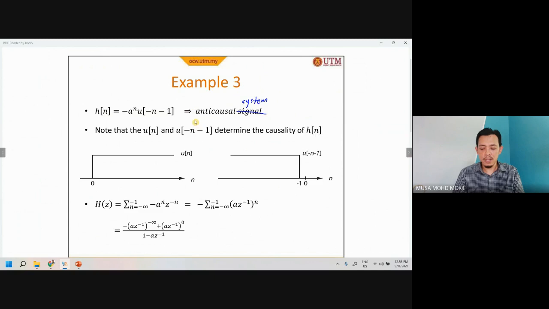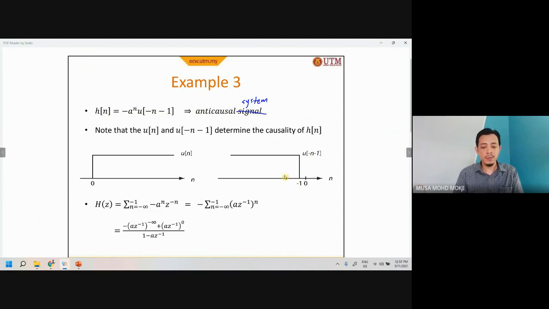So this is actually non-causal, or we call it very special. This is anti-causal. Anti-causal is a special case of non-causal. So this is an anti-causal system. If this is a step signal, this is u[-n-1]. So we flip it and then delay by 1, so it starts from -1 until minus infinity. Right? Still IIR, infinite impulse response, because we have an infinite number of samples.